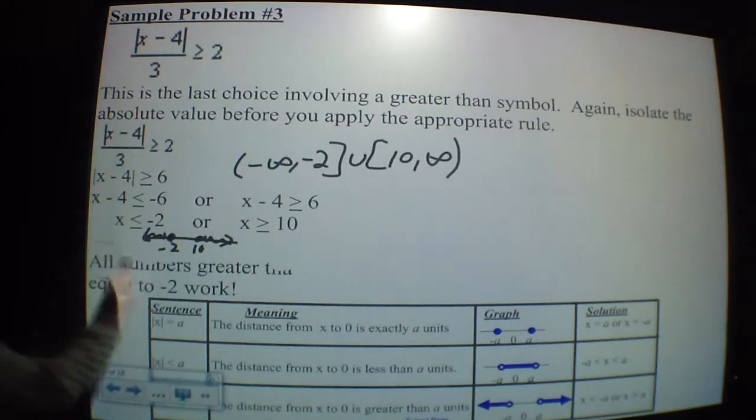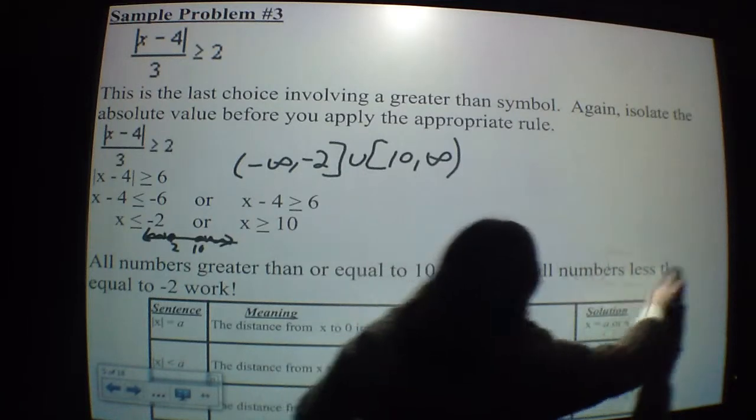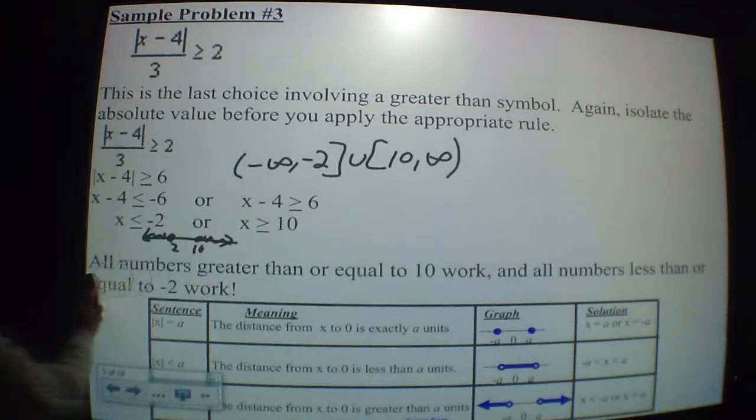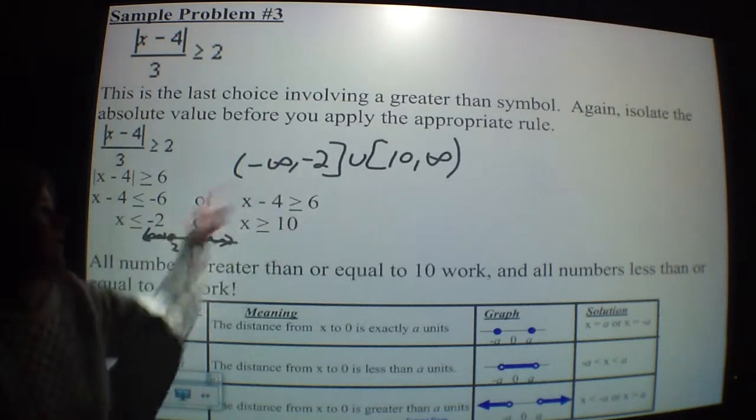And that's what it says in words. So anything less than or equal to negative 2 will work. Anything greater than or equal to 10 will work. And on a test, I'll have you write it in interval notation.